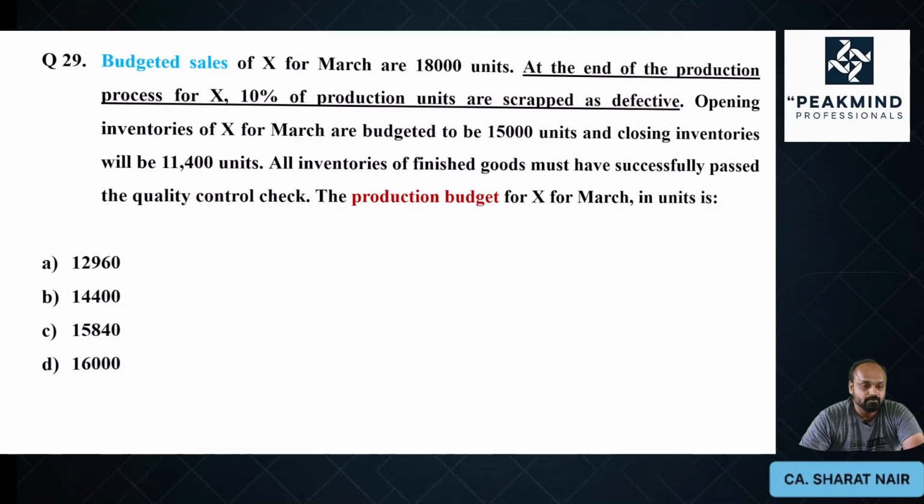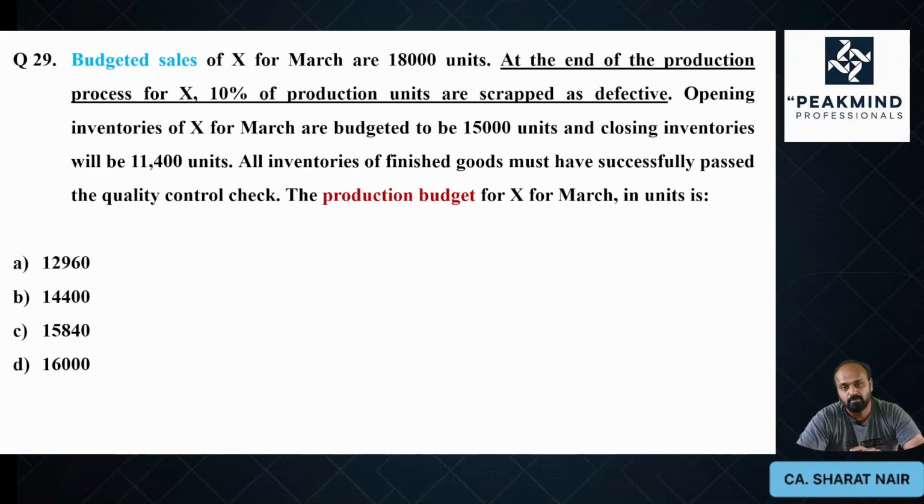Next. Now next is related to the budgeting chapter. They are asking about the production budget. Now budgeted sales, which is expected to be sold in the month of March, is 18,000 units of an output X. And at the end of the production process of X, 10% of production units are scrapped and defective. This is a very good question. I must appreciate. Well designed question which can be anticipated as a 2-mark question for the exam.